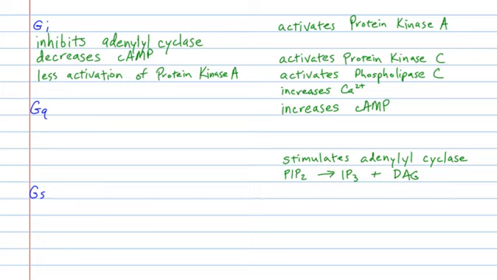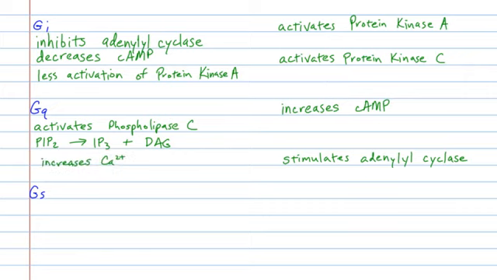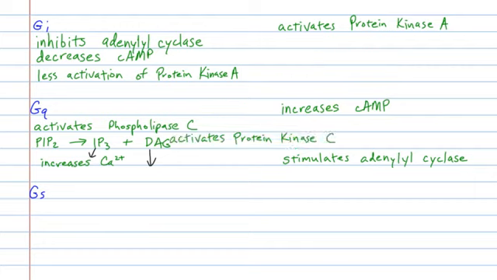Then for GQ, GQ is the Hansen protein. You can remember Q and C. So we start out GQ activates phospholipase C, and that phospholipase C is going to cleave PIP2 to IP3 and DAG. So here we have 2 actions. The IP3 is going to increase calcium. We'll draw a little arrow there. And then the DAG is going to activate protein kinase C.